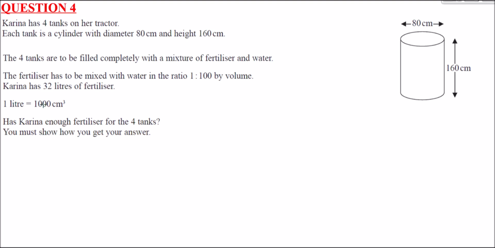She has 32 litres of fertiliser. 1 litre is 1000 cm cubed. Has she enough fertiliser for 4 tanks? You must show how you get your answer. The key word here I would suggest would be volume, and each tank is cylindrical, so we need to work out the volume of a cylinder.